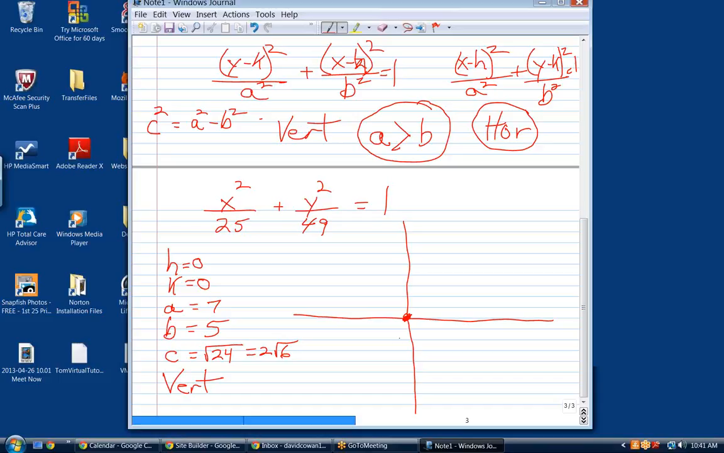What's the top major vertex? The major vertex is 7, 0? No, 0, 7, sorry, because this is a vertical ellipse. And the minor vertices? 5, 0, and negative 5, 0.